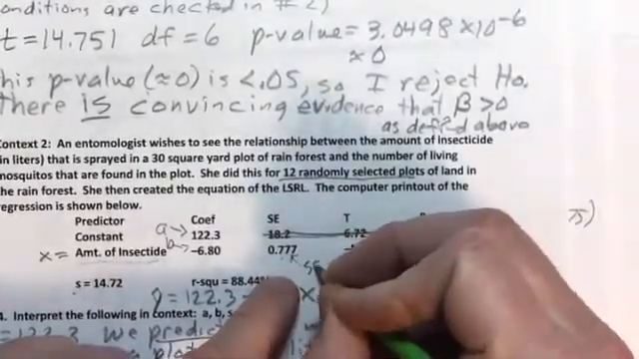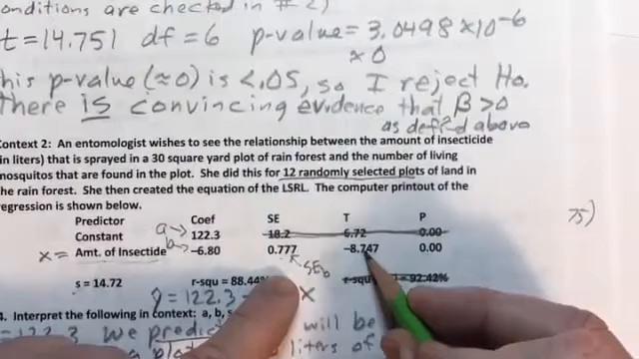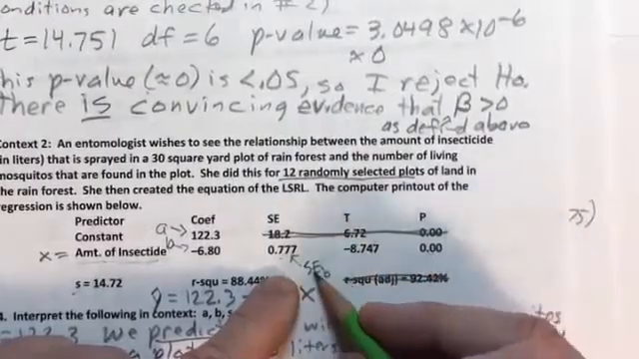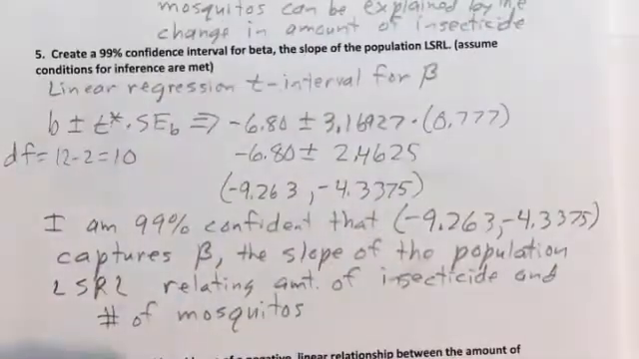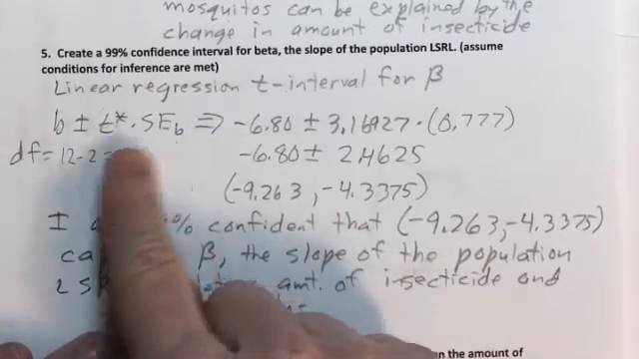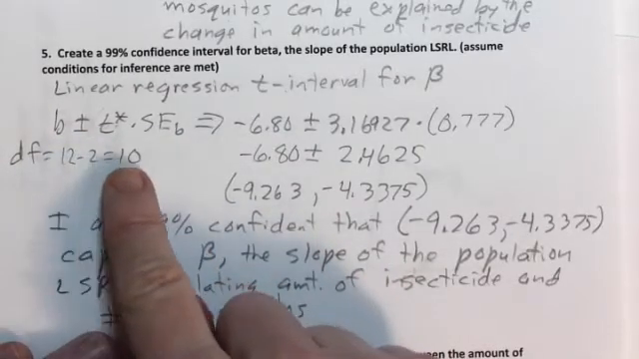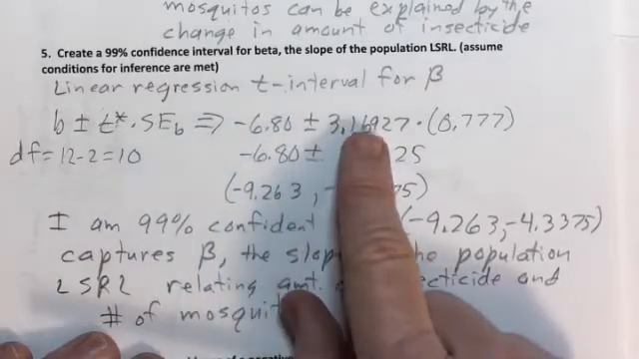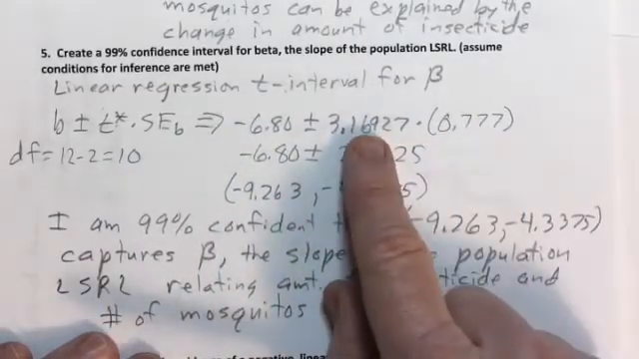So that's B. And there is t, that's our test statistic, and the p-value for our test. But this is what we need here. We have B plus or minus t star times the standard error of the slope. Degrees of freedom is sample size minus 2, so it's 10 in this case. All right, so there's the standard error of the slope. How do we find t star?